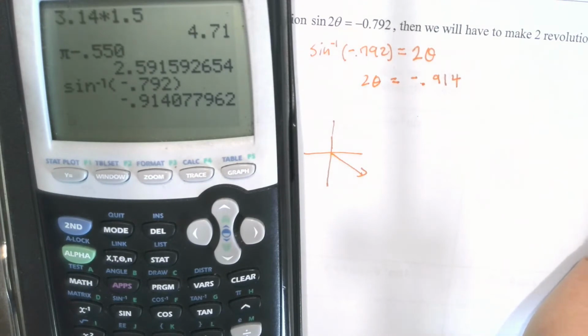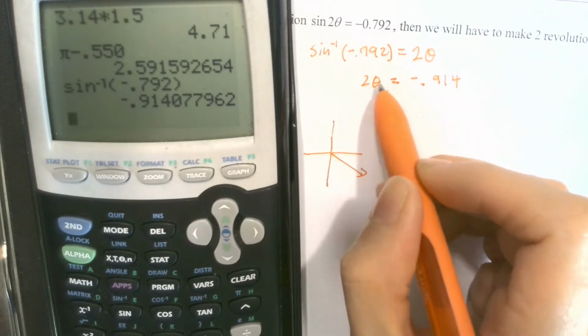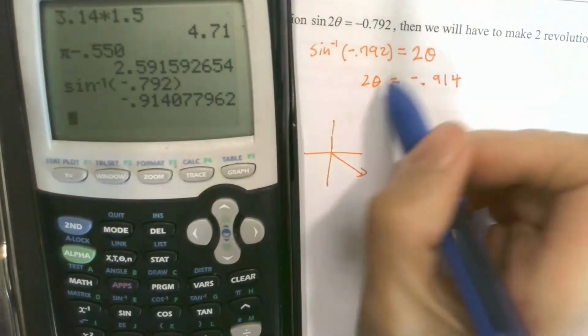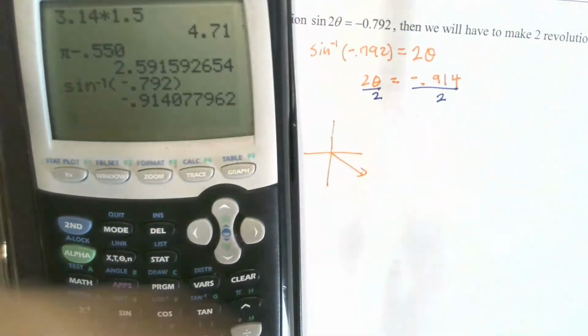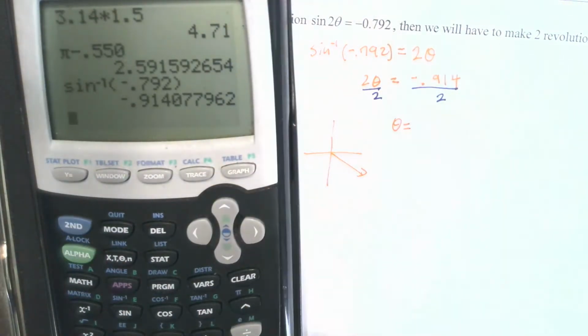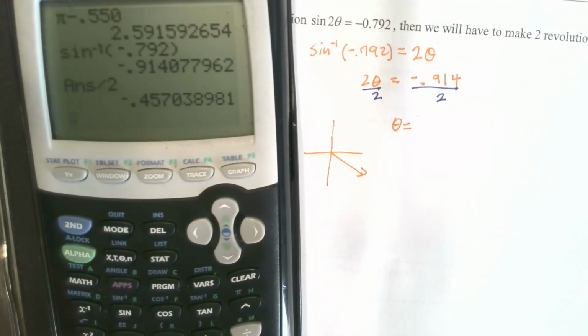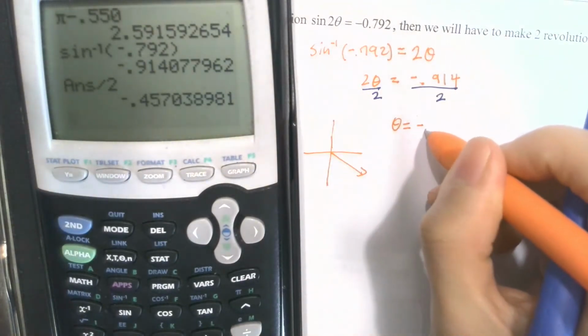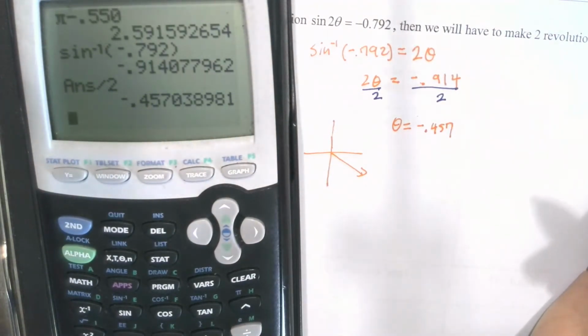So guys, what are we trying to find? We're trying to find the theta by itself. What are you going to do to get the theta by itself? We are going to divide it by 2. Theta is equal to negative 0.914 divided by 2. Then for theta, I get negative 0.457. Cool?